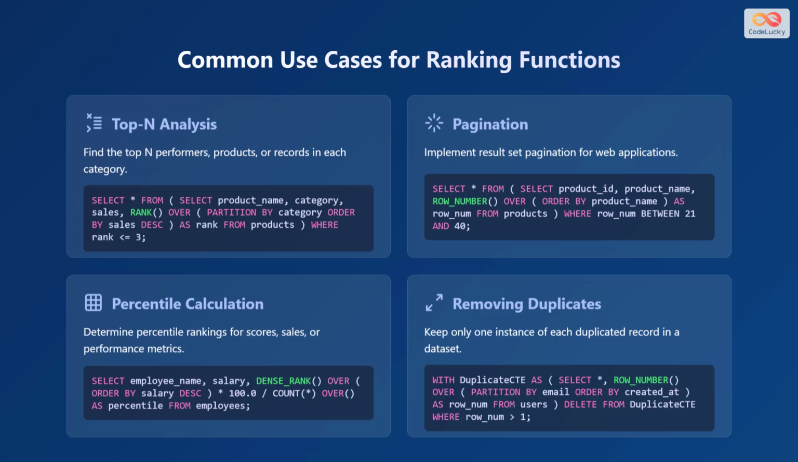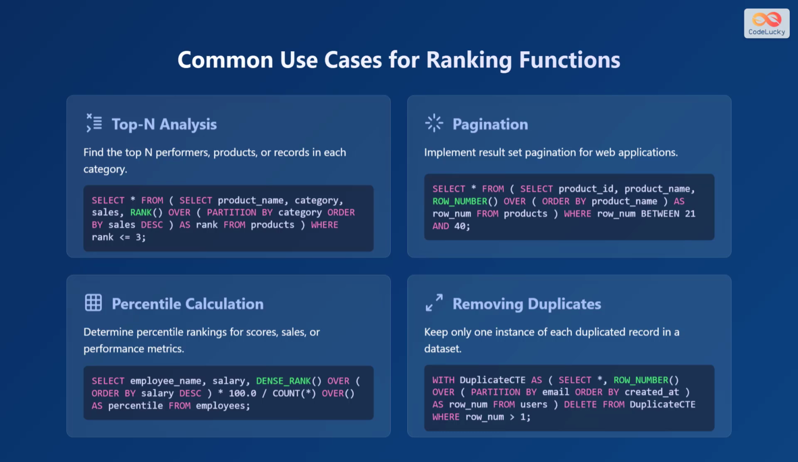The second use case is pagination. Implement result set pagination for web applications. Here is a code example. Select everything from a subquery. The subquery is selecting product ID, product name, and using the row_number function over order by product name as row number from products where the row number is between 21 and 40.